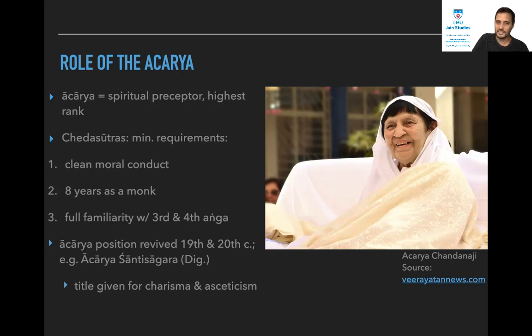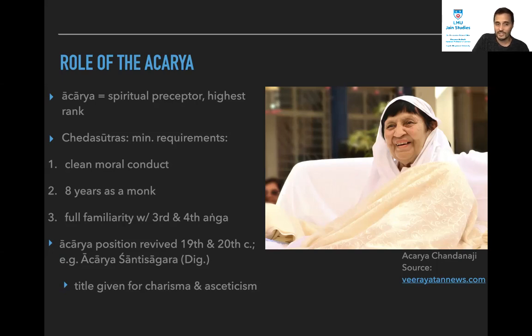According to the text, the Cheda Sutras, as you see in the second bullet point here, the minimum requirements to be an acharya, like Acharya Chandanaji, are to have one, clean moral conduct. Okay, so we can see why that would be important. If you're going to be a leader of an ascetic practice, such as the Jain tradition, you should have yourself clean moral conduct. You should be a good person trying to perfect nonviolence. And in Acharya Chandanaji's case, you're actually giving back. You're doing something proactive, right?